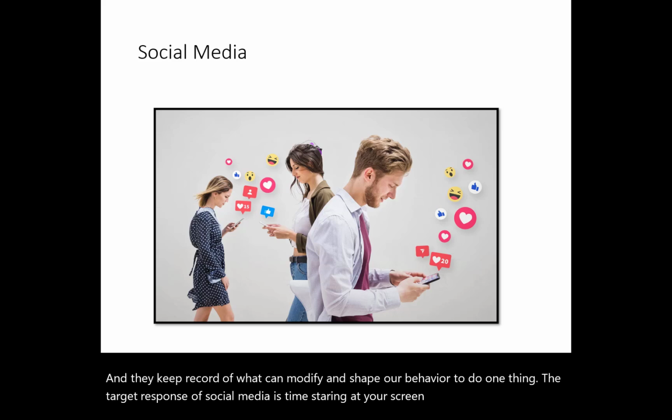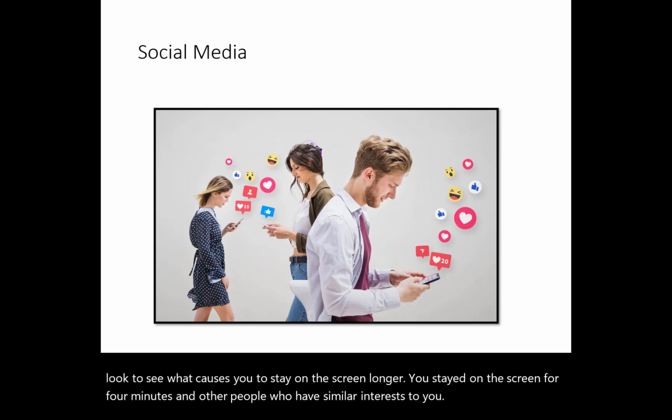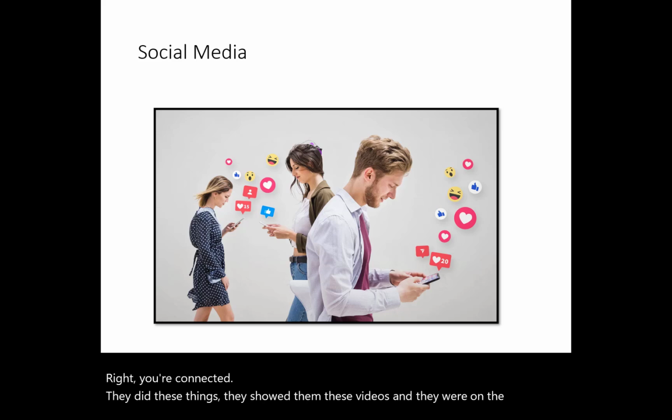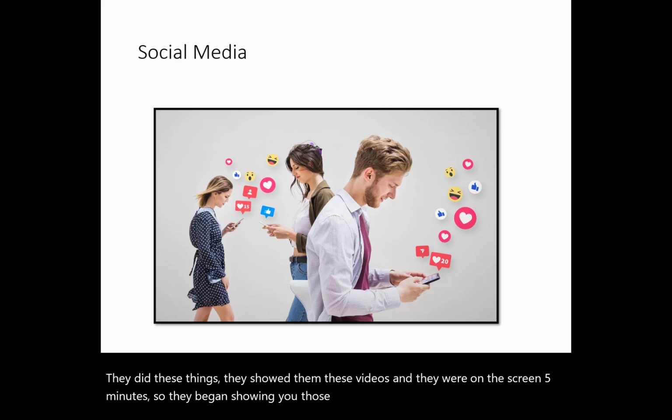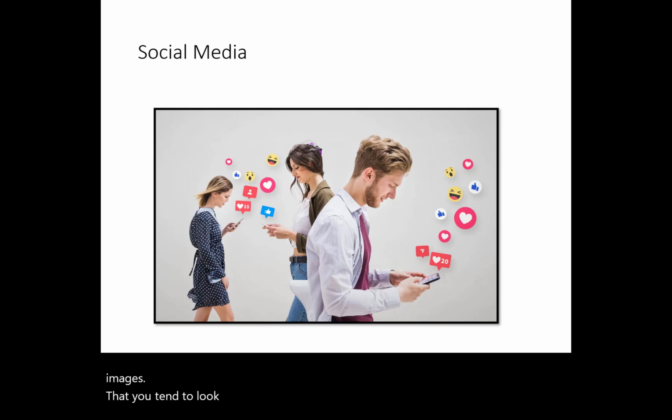And these algorithms look to see what causes you to stay on the screen longer. You stayed on the screen for 4 minutes. And other people who have similar interests to you, right, you're connected, they did these things. They showed them these videos and they were on the screen 5 minutes. So they begin showing you those videos. This is nothing a person does. A computer algorithm does this. And so you'll start seeing videos or images show up on your screen that you tend to look at most.